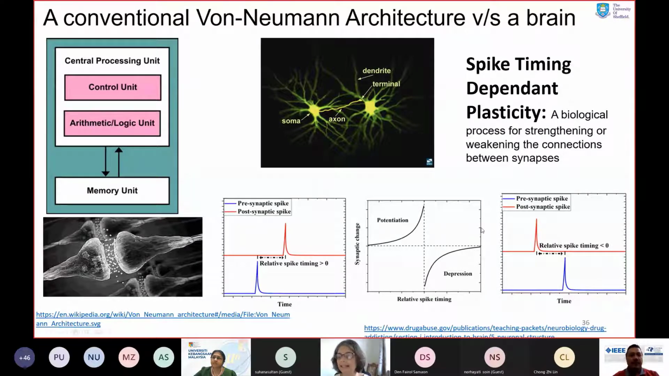On the other hand, if this one spikes before this one, that means it spiked because of some other neuron, not this one. So the connection between these is depressed. And it's the timing difference between when these neurons receive spikes which allows the brain to learn.